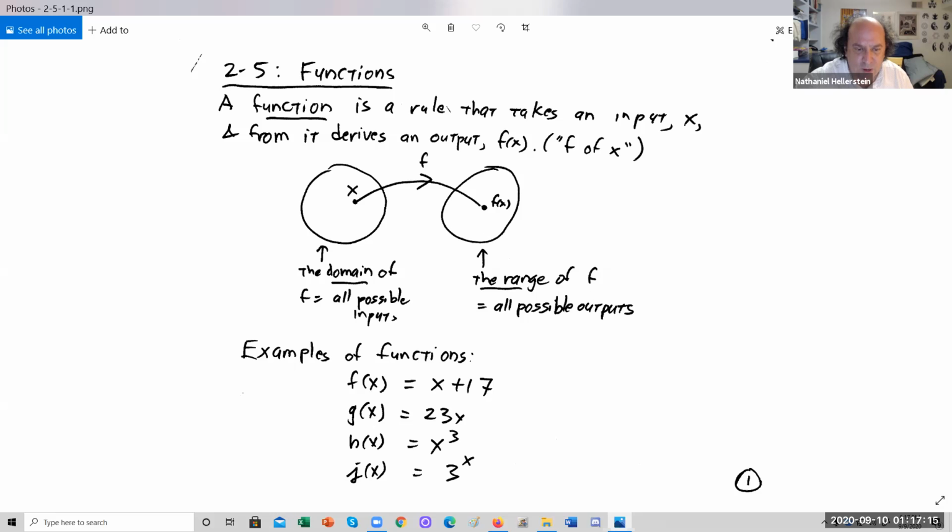Now, there are an enormous number of functions, with various ones used from time to time. Here's one function, f of x equals x plus 17. It's the function that adds 17. G of x equals 23x. It's the function that multiplies by 23. H of x equals x cubed, that takes x and raises it to the third power. Here's j of x equals 3 to the x, that takes 3 and raises it to the power x. Two very different functions. All right.